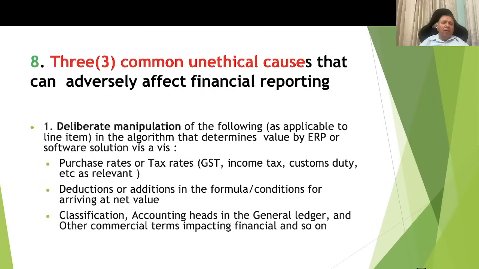Now, there are three common unethical causes which I had shared in the previous presentation also. That is deliberate manipulation of, say, purchase rates or taxes, or deduction or addition in the formula of arriving at the net value of the agreement, and classifications related to the accounting heads in the general ledger and other commercial terms impacting financials, and so on and so forth.